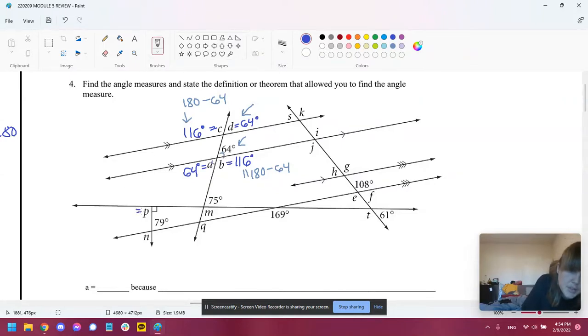Okay, over here. P is 90 because it's right next to another 90. N is 79 because it's right across from a 79. It's vertical with 79. What are the other nice ones? T and 61 are right next to each other, so this one's 180 minus 61. Right. 180 minus 61. M is this one next to 75. So 180 minus 75. That's going to be 105 for M.